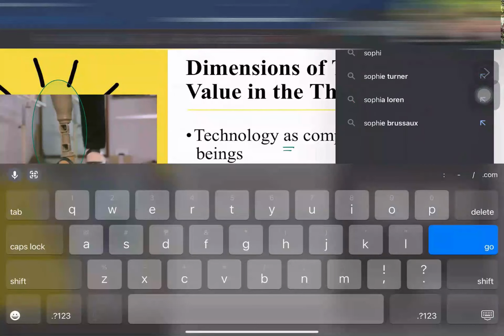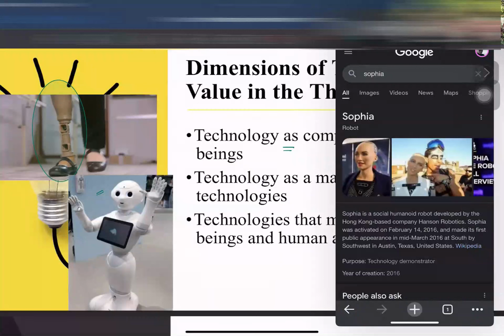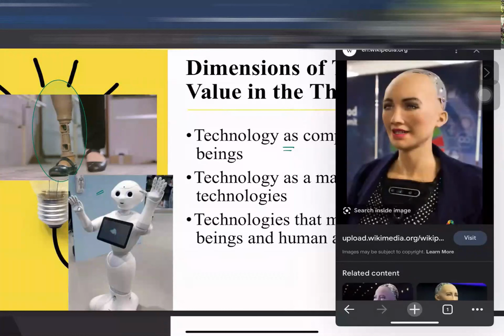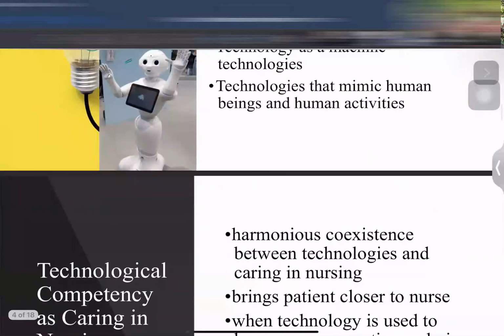I don't know also if you've heard of Sophia. Okay, class, Sophia, as indicated here on this page, is a humanoid robot developed by a Hong Kong-based company way back in 2016. If I'm not mistaken, there's already a country that granted Sophia citizenship, no? So yeah, you have already technologies like that, and they are gaining popularity. Okay, they are gaining popularity already.